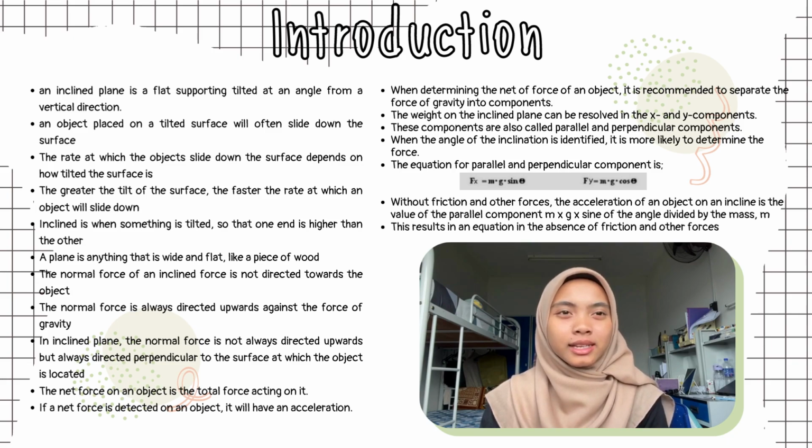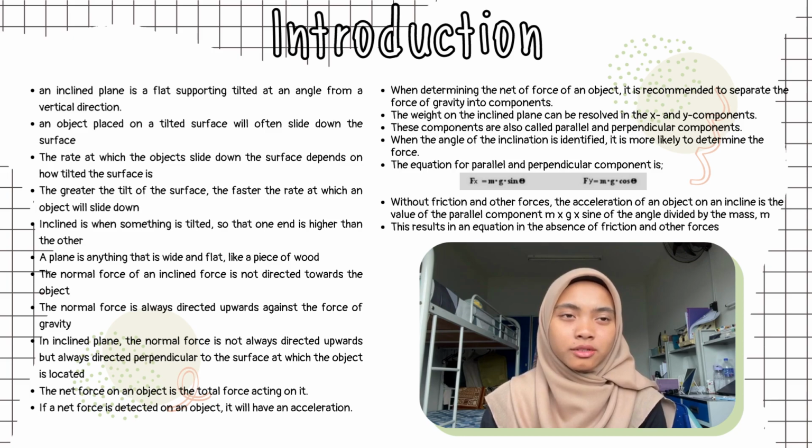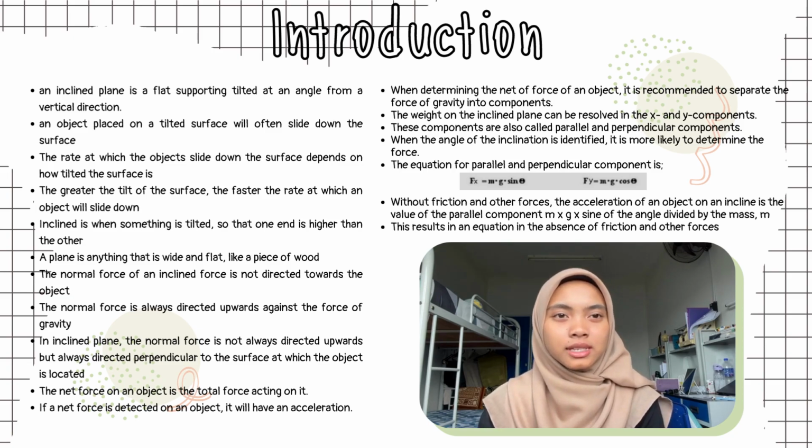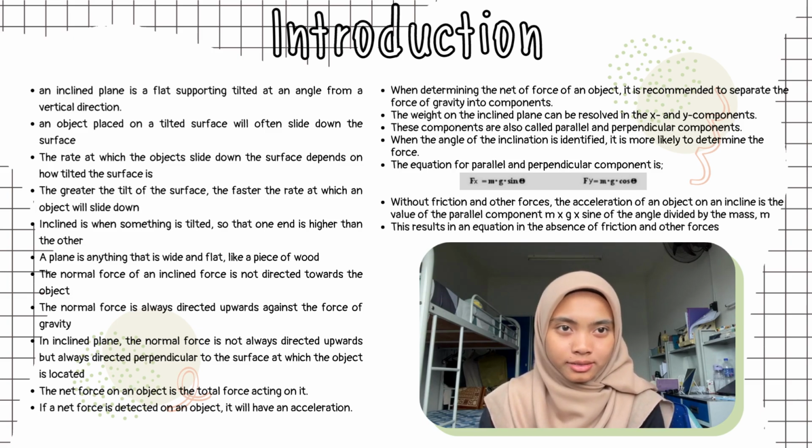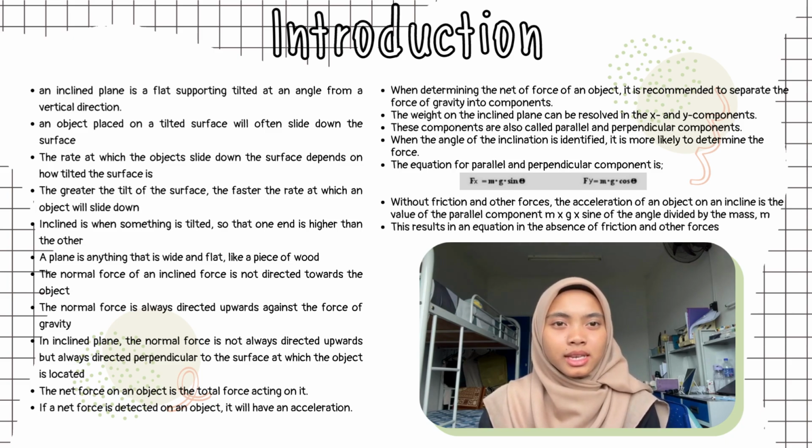Introduction. An inclined plane is a flat supporting surface tilted at an angle from the vertical direction. An object placed on a tilted surface will often slide down the surface. The rate at which the object slides down depends on how tilted the surface is. The greater the tilt of the surface, the faster the rate at which an object will slide down. Incline is when something is tilted so that one end is higher than the other. Plane is anything that is wide and flat, like a piece of wood.